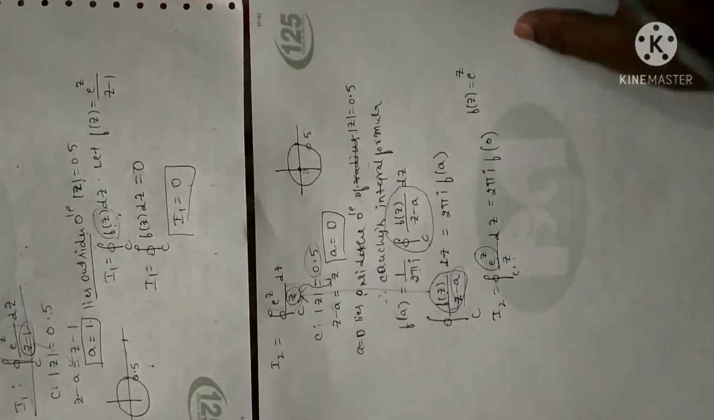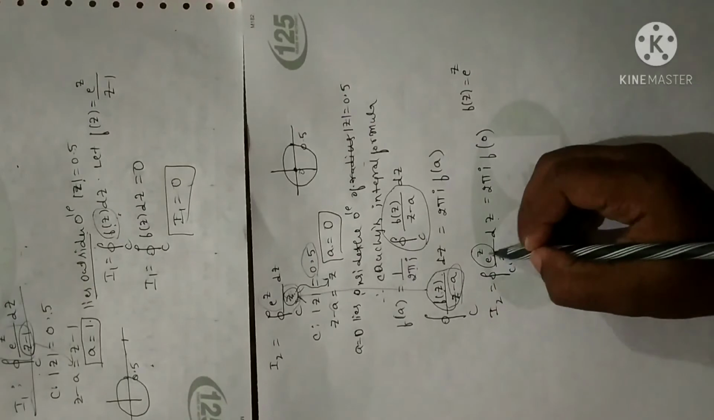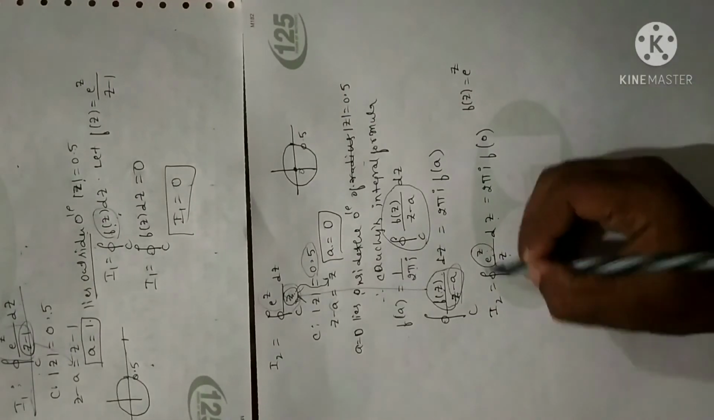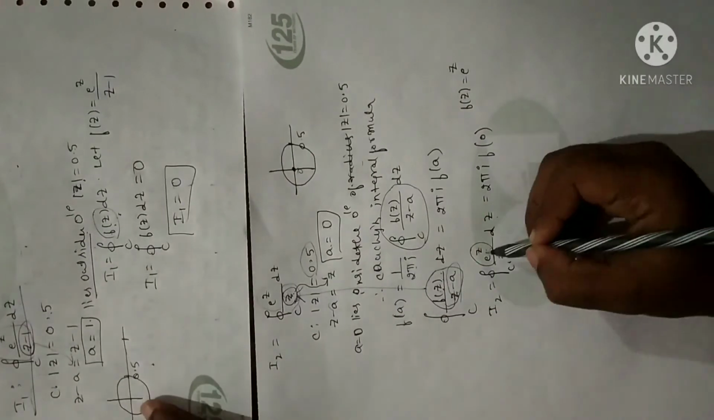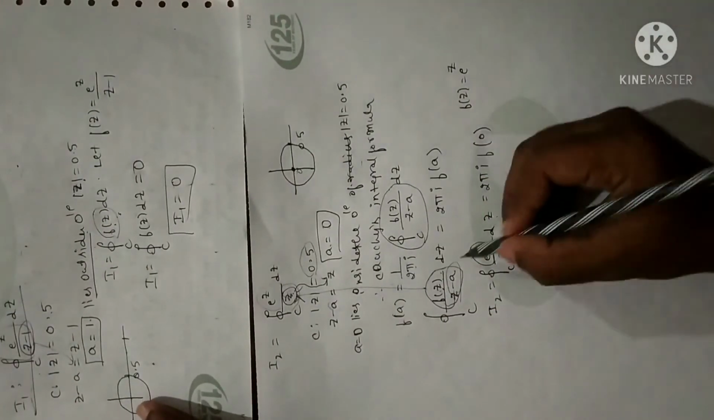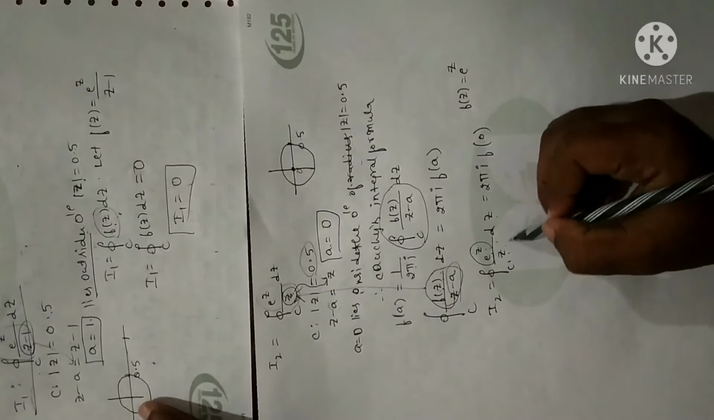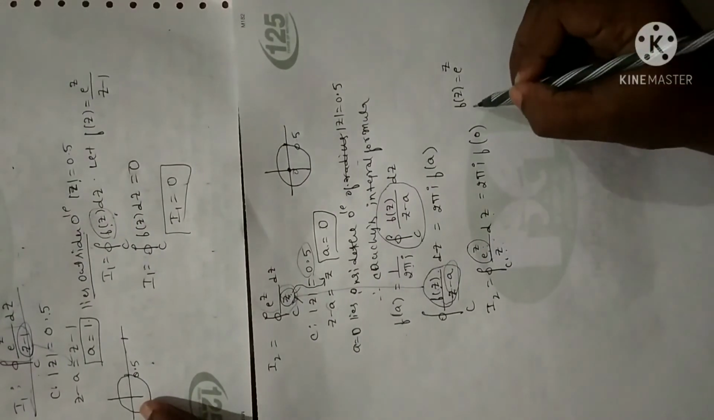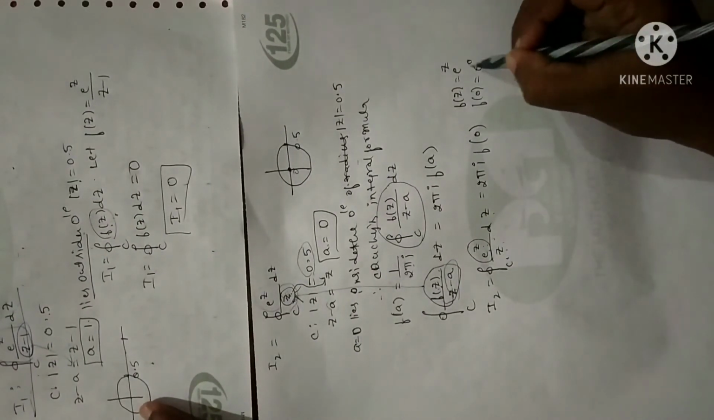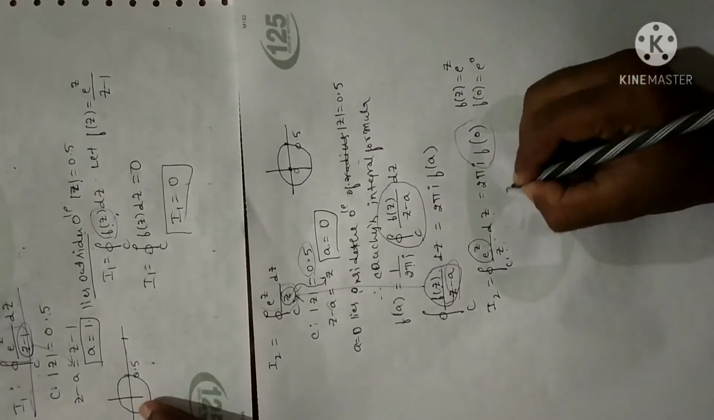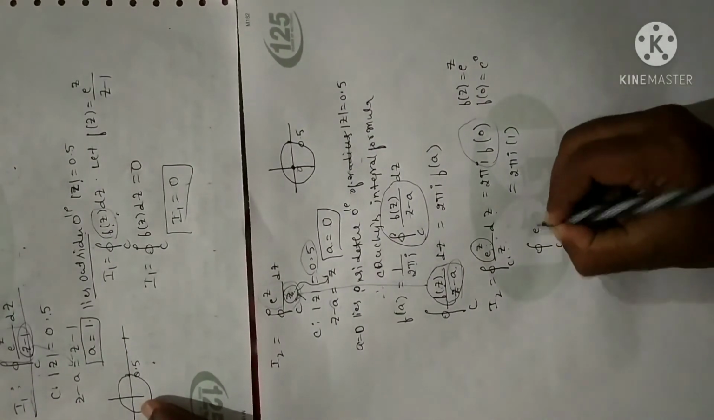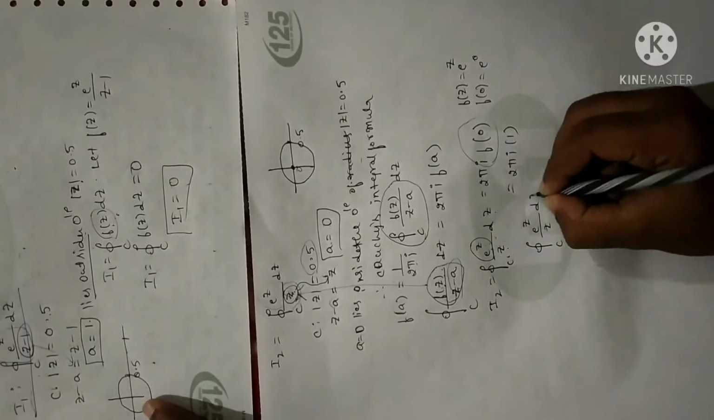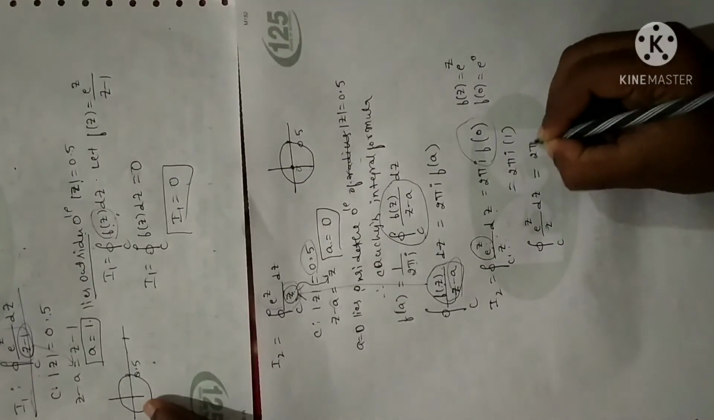Compare it with the standard form, f of z is e power of z. I have considered the integrand, I am comparing it with Cauchy's integral formula. So f of z is e power of z, and a is 0. Why? Because we don't have any value at the place of a. So I have to find f of 0 value. e power of 0 is 1. So this value is 1. So I'll get 2 pi i into 1. So the value of integral over c of e power of z by z dz is equal to 2 pi i.